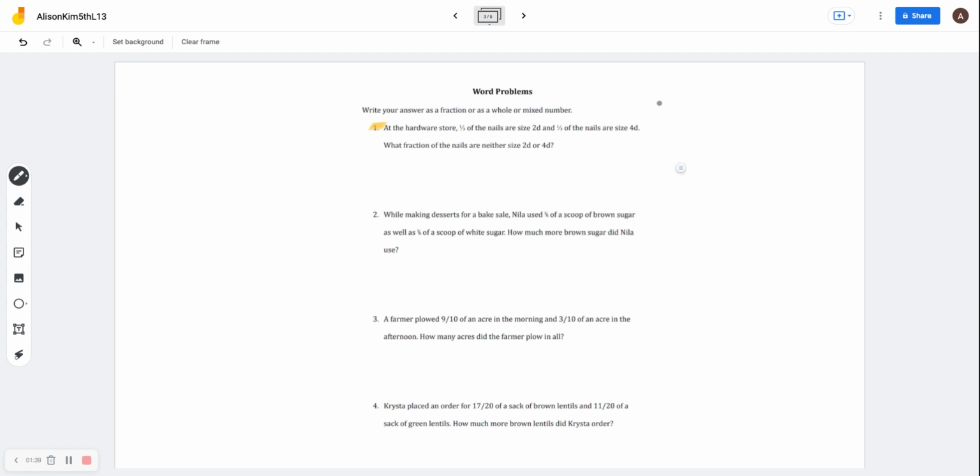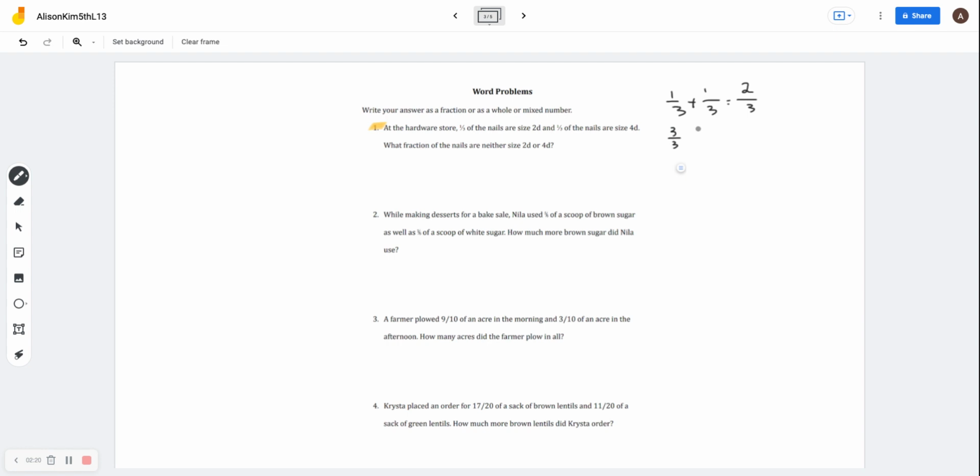So we're going to have to find out how many are both 2D and 4D, and we're going to find that by doing 1/3 plus 1/3. And we know that the denominator stays the same, so it's going to be 3, and then 1 plus 1, which is 2. So in total, 2/3 of the nails are both 2D and 4D. But we need to know the total, right? The total number of nails there are. And since we see the denominator is 3, we're going to assume that the total number of nails is 3/3.